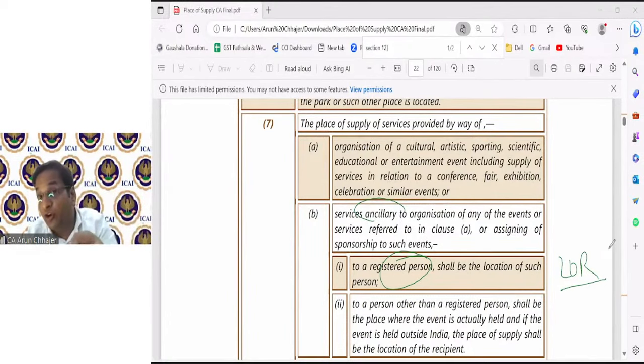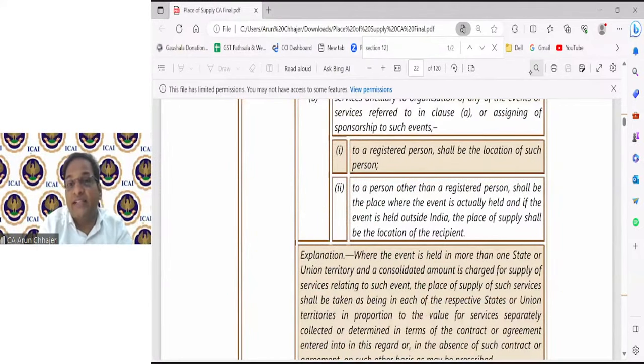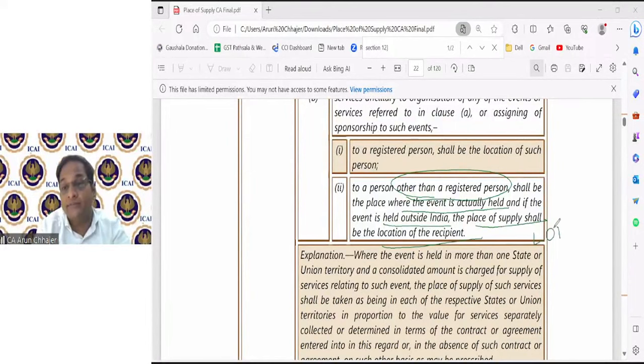So again, if you apply your logical mind, it might say that yes, it should be apportioned. Because one event is being held in Chennai, one in Calcutta, one in Maharashtra, one in Delhi, one in Gurgaon. It has to be apportioned. The answer is no, it will not be apportioned, if it is a B2B transaction. Now if it is a B2C transaction, then it shall be the place where the event is actually held. And if the event is held outside India, the place of the supply would be LOR.